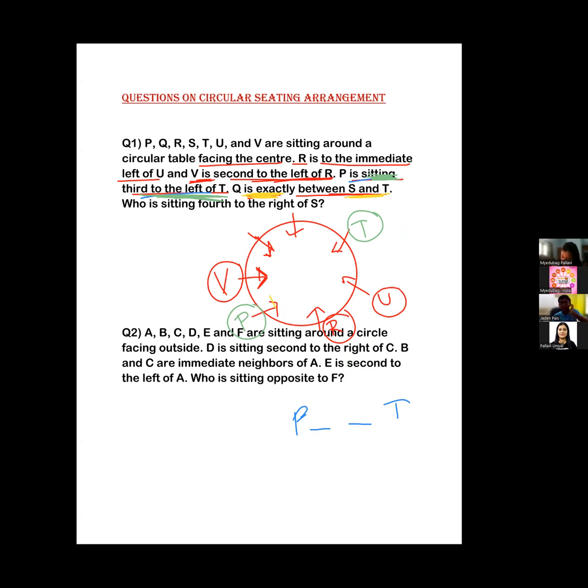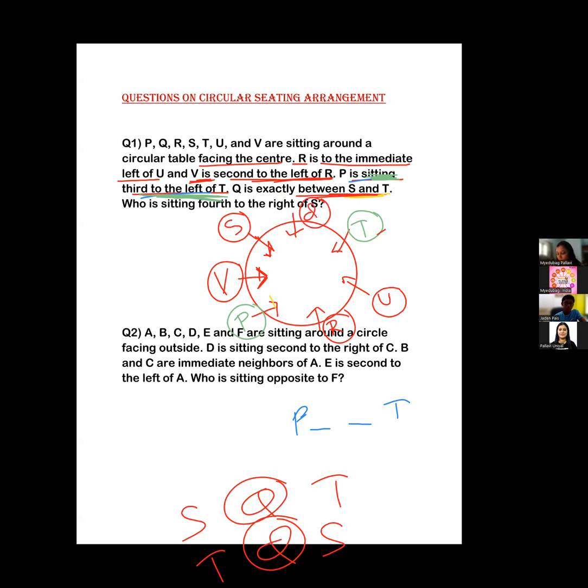Next, what was the condition, beta? Next condition was Q is exactly between S and T. Now see where is T? So where can S come now? Q is exactly between S and T. So it can be like this also, or it can be like this also. Just that Q has to be in the middle. S will be next to V. Yes, very nice. So S should be here only because T is here. So between S and T, who is coming? Q. Yes. So now this brings us to the final arrangement.